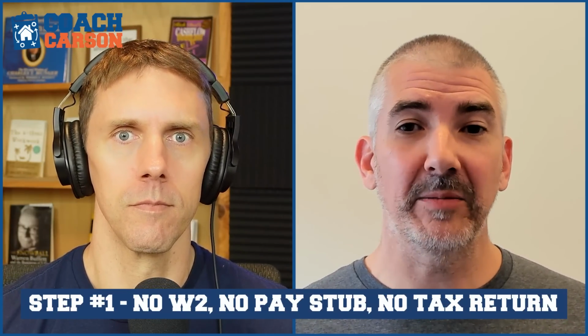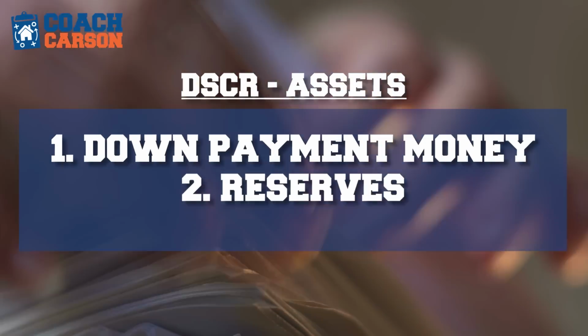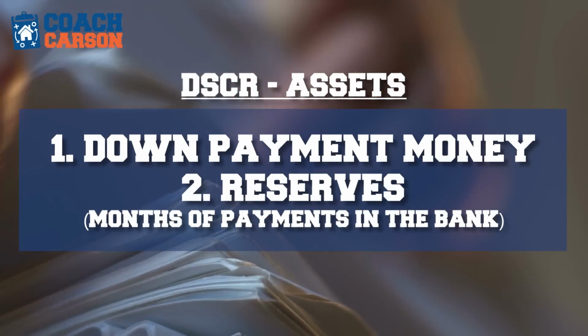Yeah. So first, no W-2, no pay stub, no tax returns. Don't need them, don't want them, don't submit them. What we are going to want is assets, right? That's your down payment money. That's your reserves. A reserve is months of payments in the bank. So some lenders want 6 months of reserves, that's 6 payments in the bank.